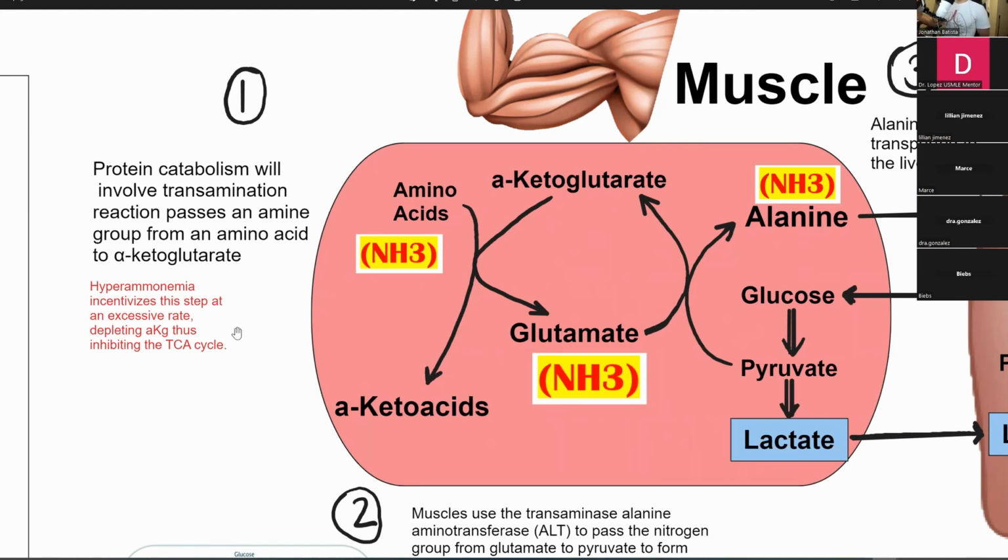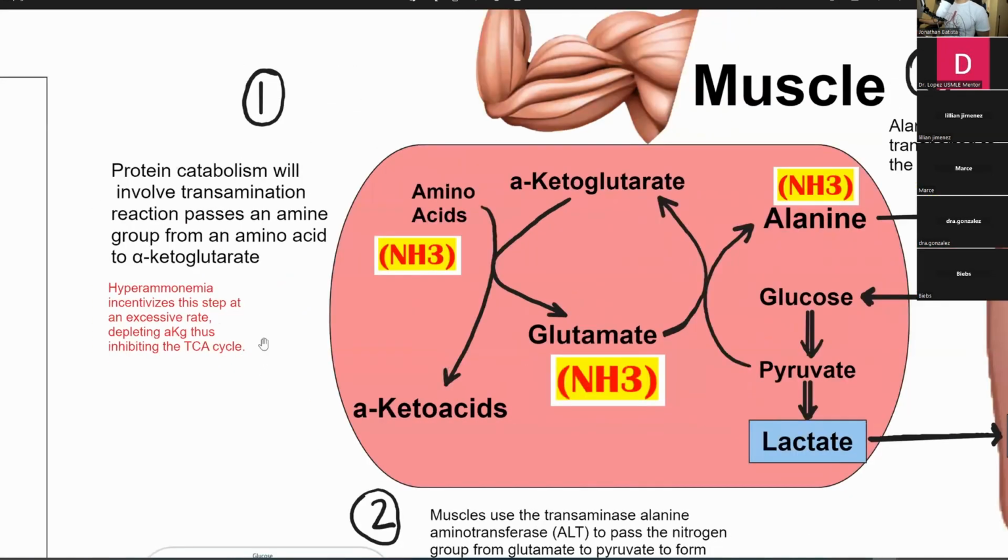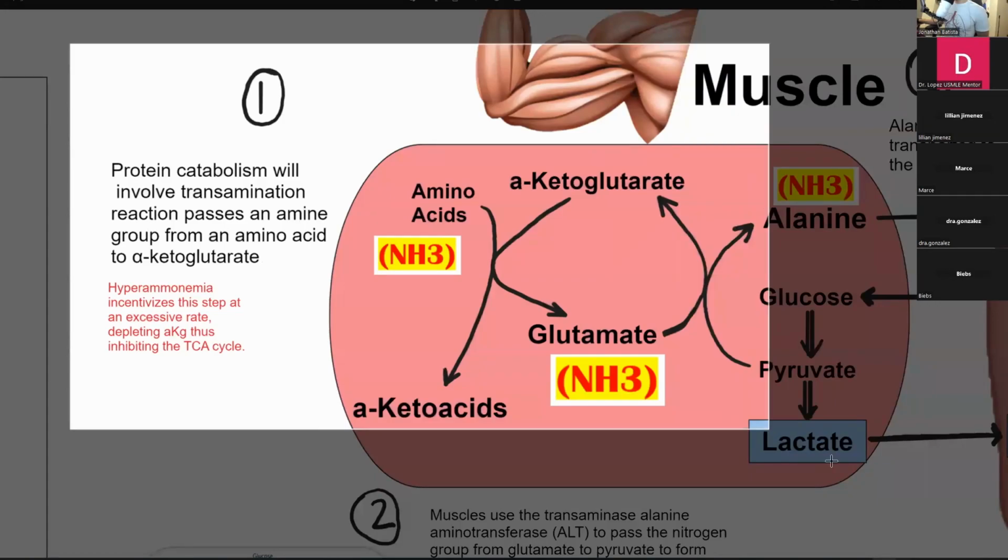These patients are also found in a low energy state. Why is this? It's because you're depleting the alpha ketoglutarate at a level of hyperammonemia. And let me explain that so it can make sense.